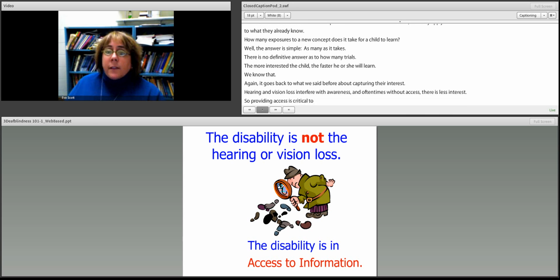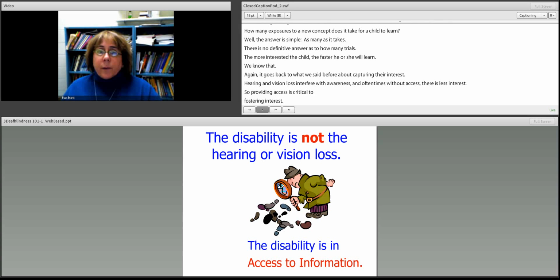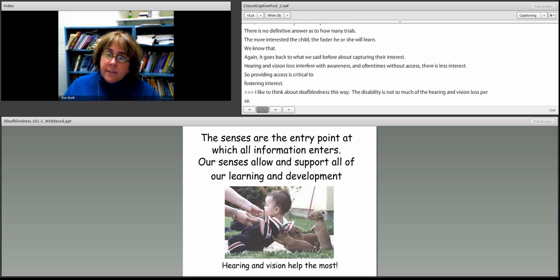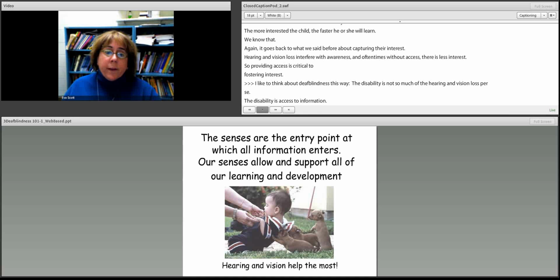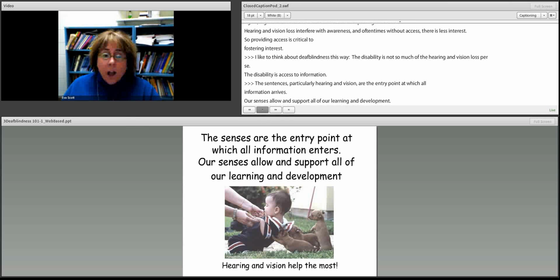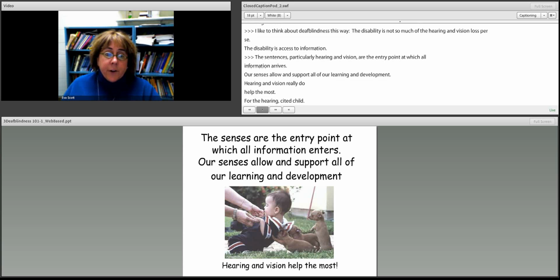I like to think about deaf-blindness this way. The disability is not so much the hearing and vision loss per se. The disability is access to information. The senses, particularly hearing and vision, are the entry points at which all information arrives. Our senses allow and support all of our learning and development. Hearing and vision really do help the most for the hearing sighted child. For that child who is not hearing and sighted fully, we have to find different entry points, alternate entry points.